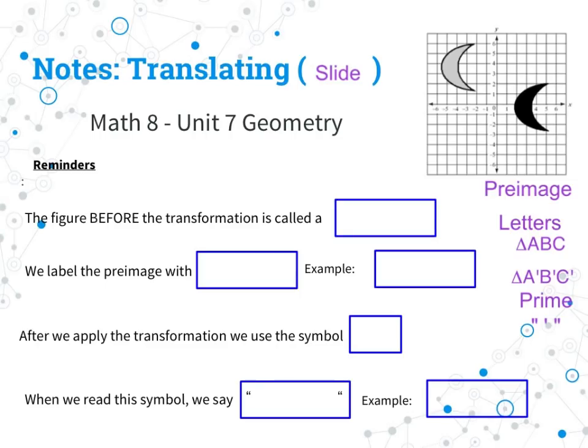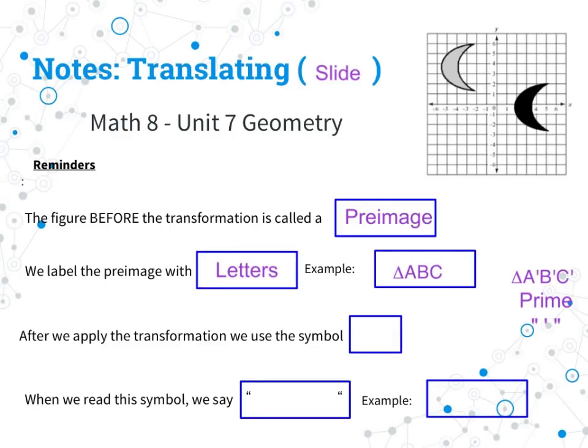We remember that the figure before the transformation is called the preimage. We label that preimage with letters, so for example, triangle ABC. After we apply the transformation, we use the symbol with this little dash. It kind of looks like an apostrophe, but it's going to be straight up and down. When we read this symbol, we call it prime. For example, triangle A prime, B prime, C prime.